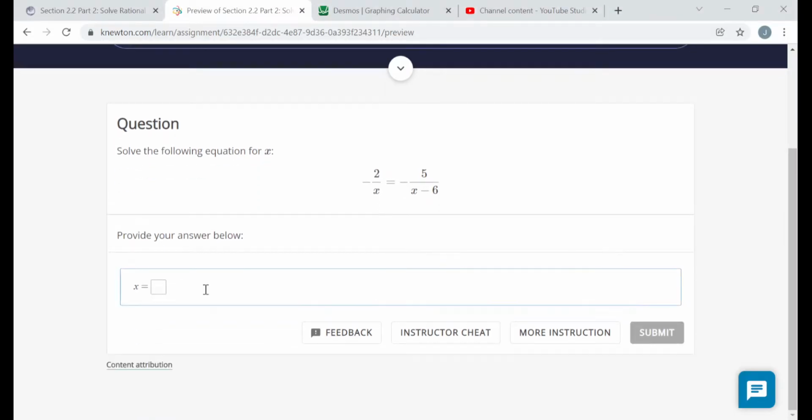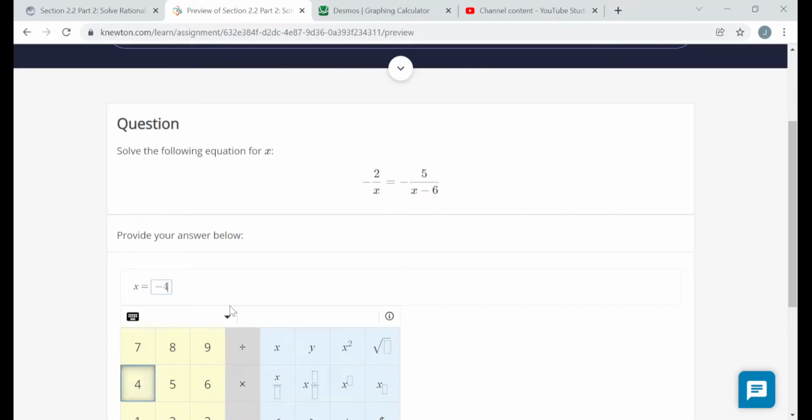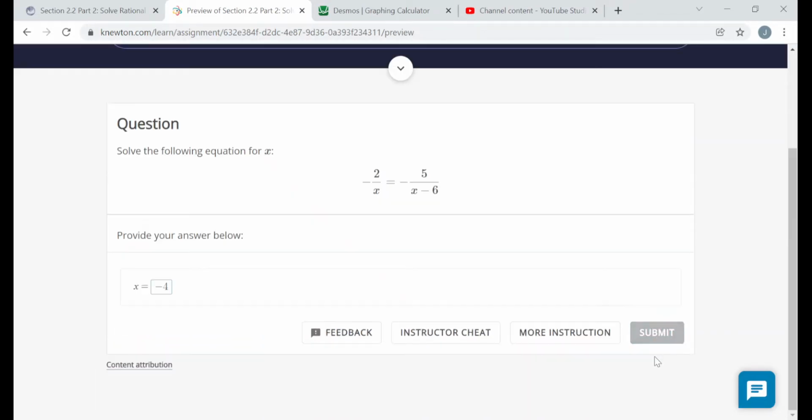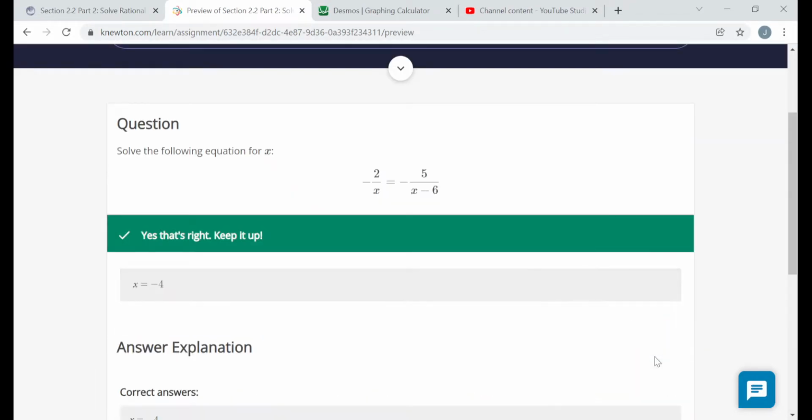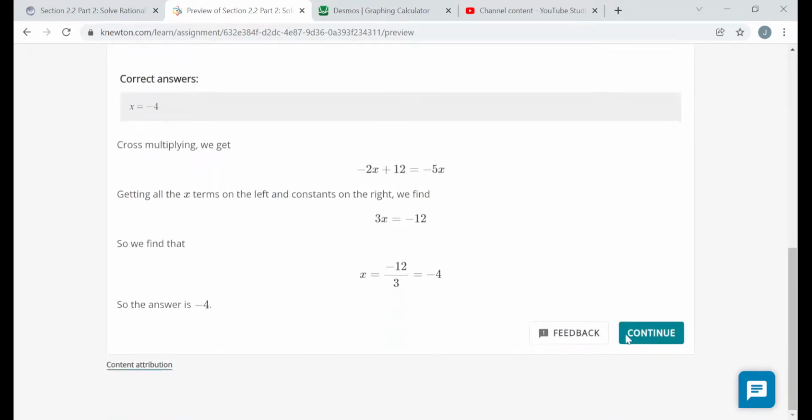All right, and they got the x equals already. Let's just put the number, negative 4. Wonderful. Okay. Next.